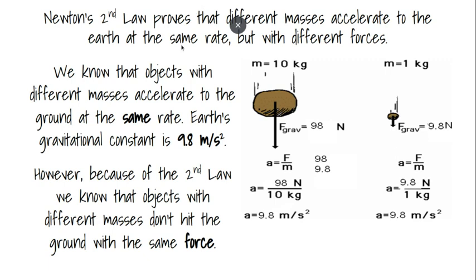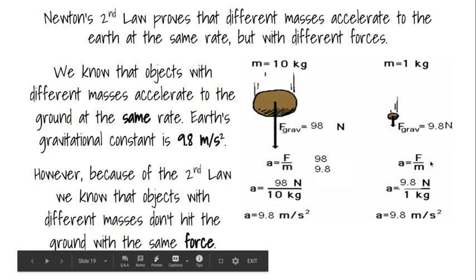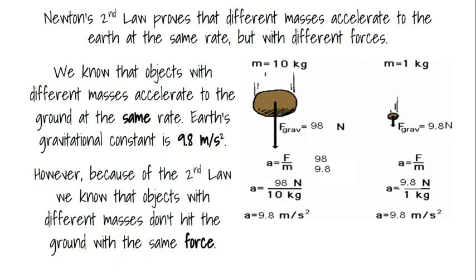This is a good slide, but the biggest thing is right here, okay? Basically, it says Newton's second law proves that different masses accelerate to the Earth at the same rate, but with different forces. So if you have a larger object, it's going to fall at the same rate as a smaller object. But when it hits the ground, it's going to hit with more force. And that kind of makes sense, okay? Because force and mass are related.